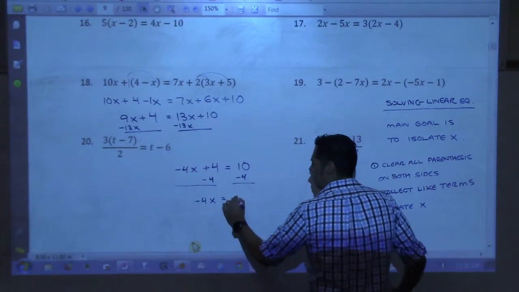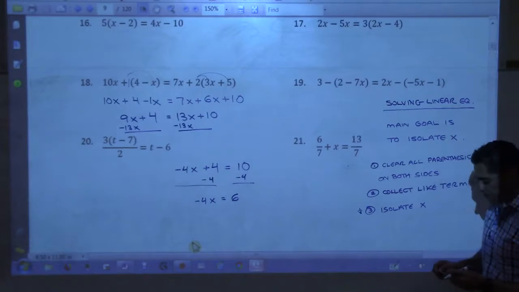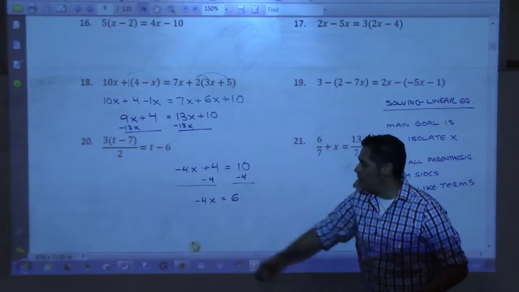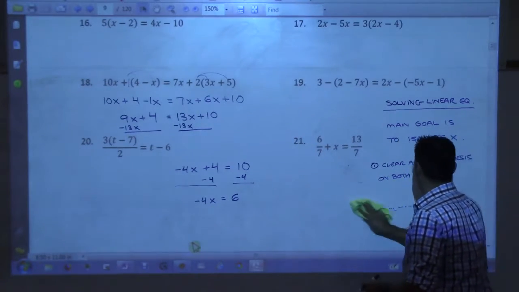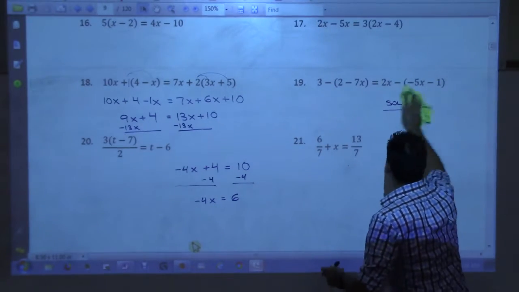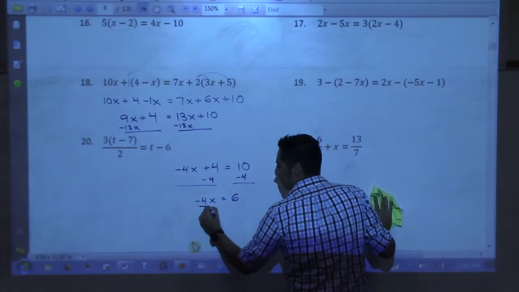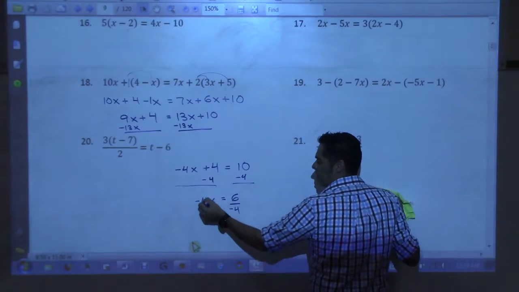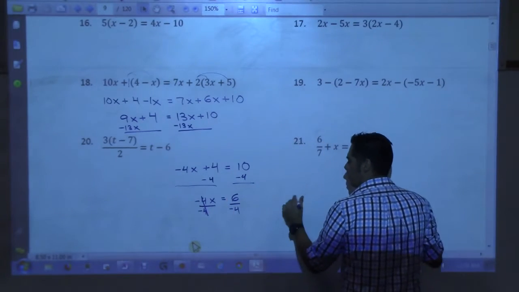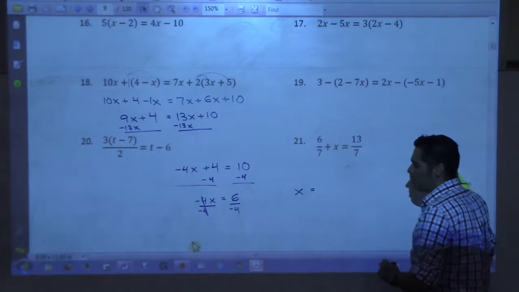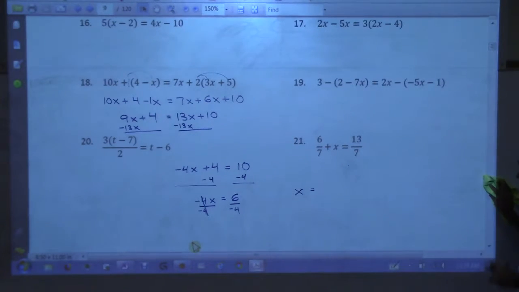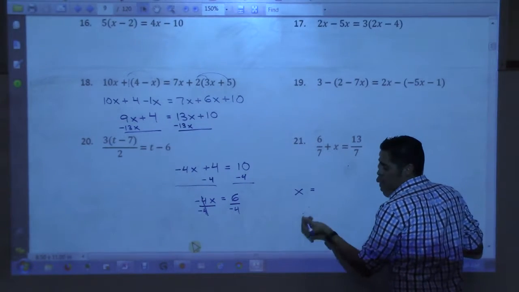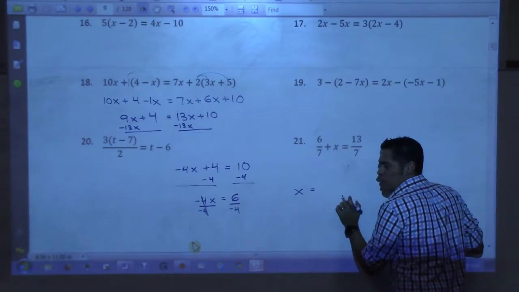Okay, Emily? Now divide, because you have multiplication here. Divide by what? Negative 4. Okay, divide by negative 4. So when I do that, I'm just going to write this, divide by negative 4, this, divide by negative 4. This and this cancel, become a 1. So all you have is x over there, equals negative 6 over negative 4. If you go to a decimal, yes, 1.5, but I'm going to leave it as a fraction, though.